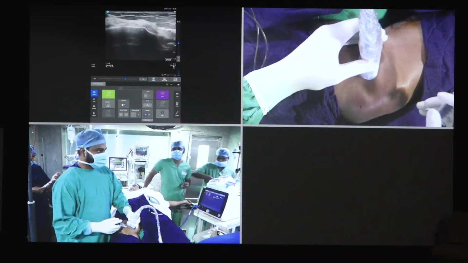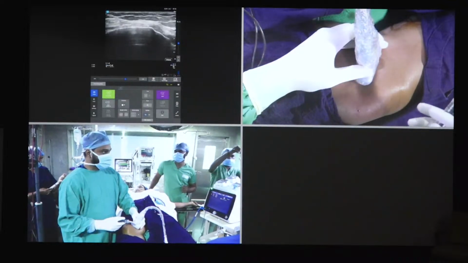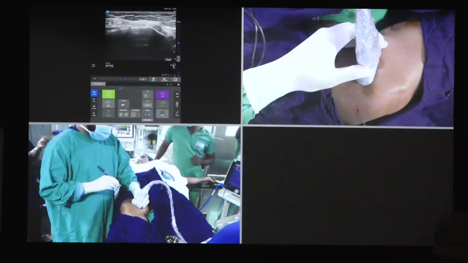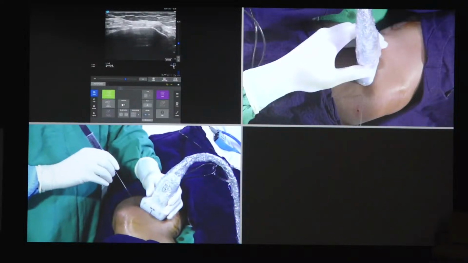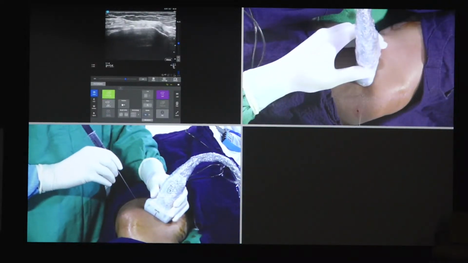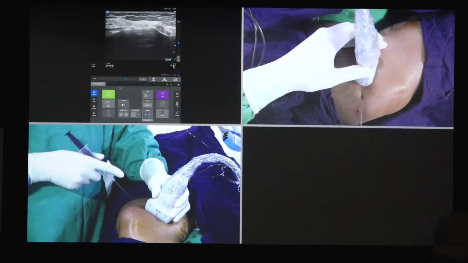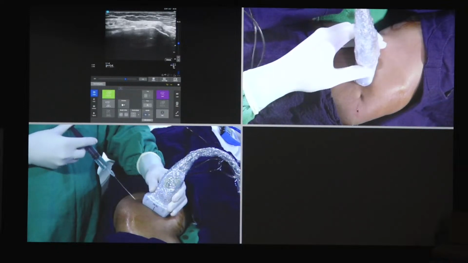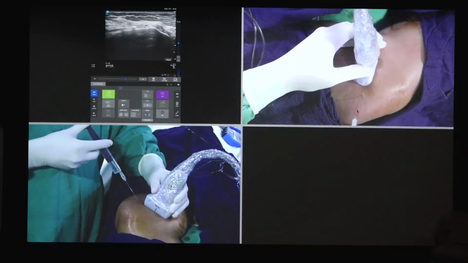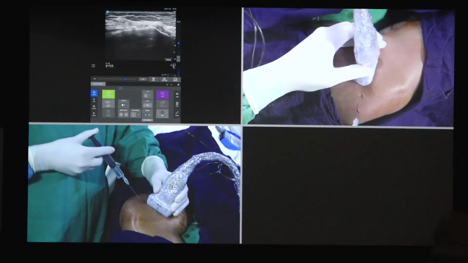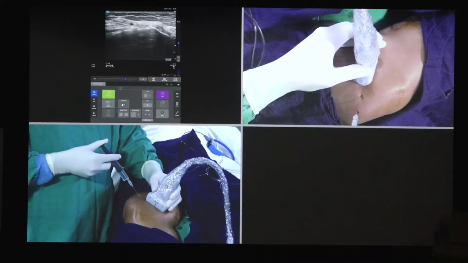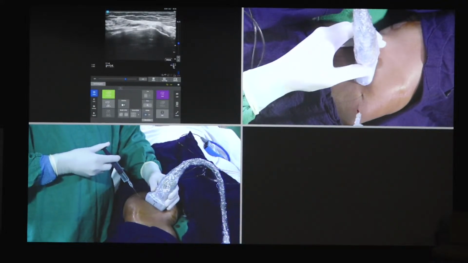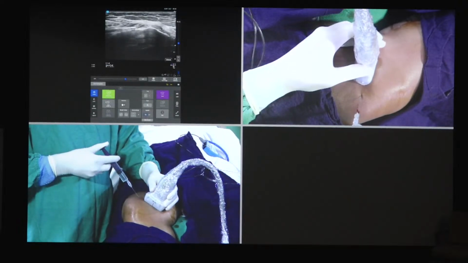So again, you can see the genicular artery as well. So I'm giving the local anesthesia again, small injection. So along the needle trajectory, I give the local anesthesia till almost the peak of the adductor tubercle there.